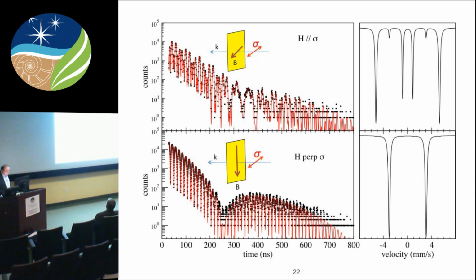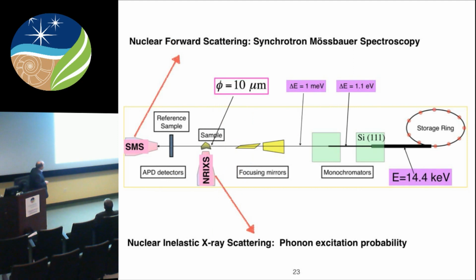So here's the experiment. I have a main monochromator, which we recently switched to silicon. Then we have a magical monochromator called the high-resolution monochromator, which cuts the bandwidth down from 1 eV to 1 meV. Then I use Kirkpatrick-Baez type reflective mirrors to focus the beam to 10 microns. This is where you put your diamond anvil cell or your sample.